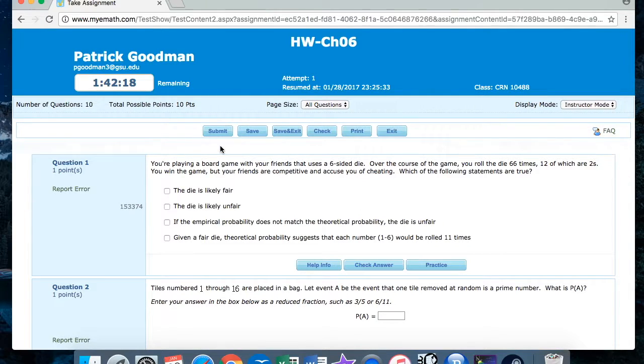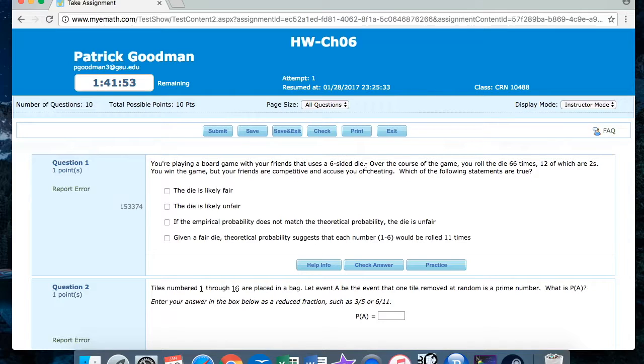probability problems. Reading this out, it says, you're playing a board game with your friends that uses a six-sided die. Over the course of the game, you roll the die 66 times, 12 of which are twos. You win the game, but your friends are competitive and accuse you of cheating. That's not good. Which of the following statements are true? Okay, so it's a six-sided die, right?